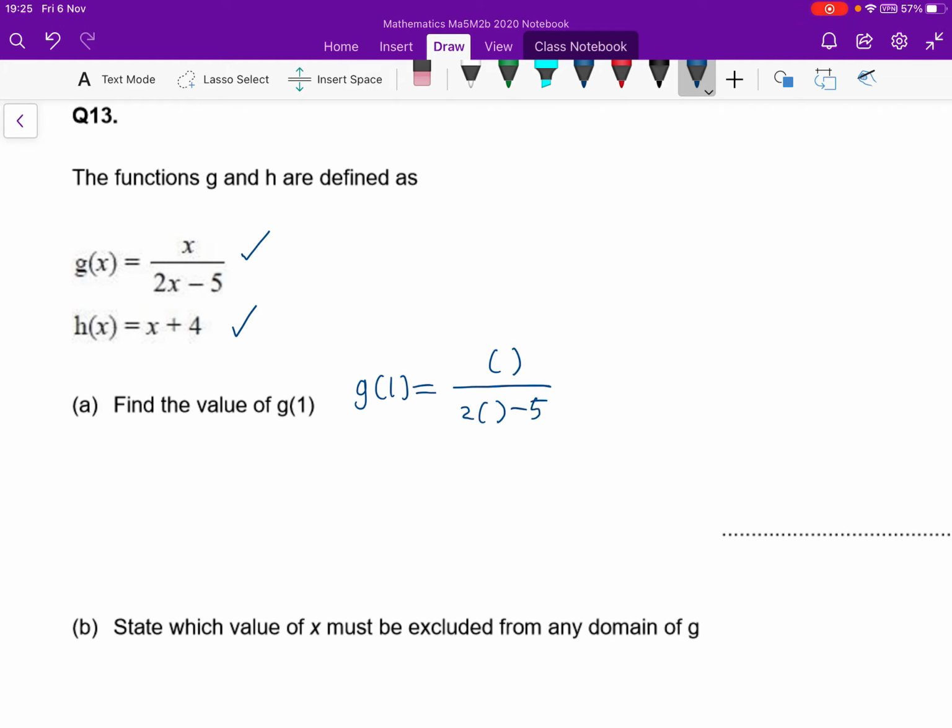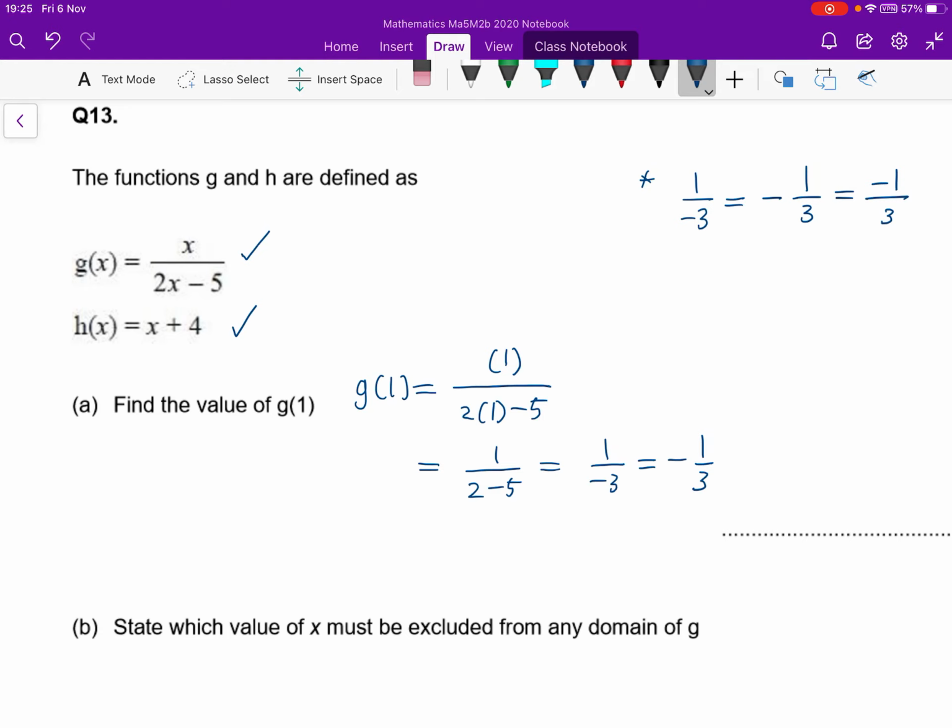So x over 2x minus 5, since the value now is 1, that's equals to 1 over 2 take away 5, is equals to 1 over negative 3. If you put it in the calculator, you see this is the same as negative 1 over 3. Now it's important for you to note that if I have 1 over negative 3, it is the same as negative 1 over 3 or minus 1 whole thing over 3. Those three are exactly the same.